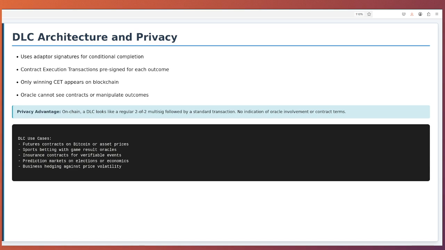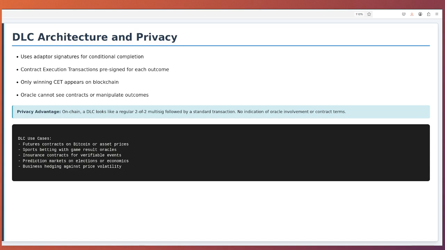These CETs distribute the funds according to the agreed terms for that outcome. The funding transaction locks funds into a 2-of-2 multisig address controlled by both parties. Here's where adapter signatures become crucial.